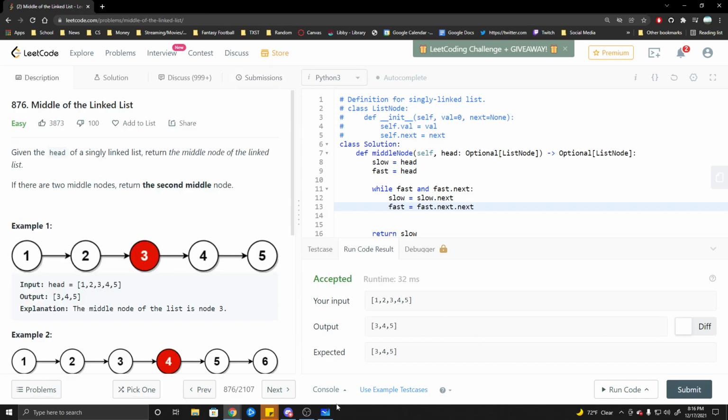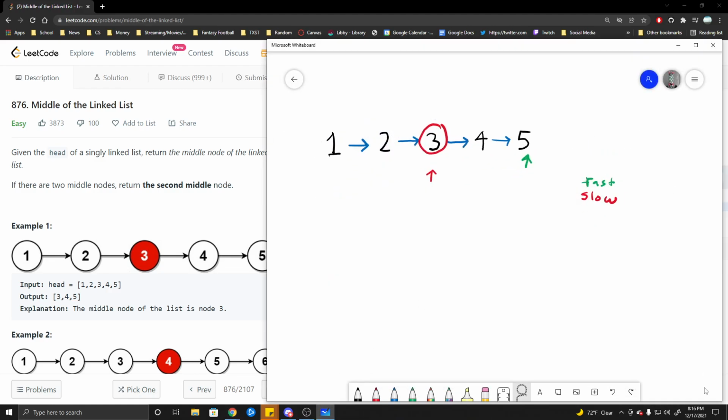So let's go through the example again. We have fast and slow, so let's put these back. We're going to increment these while fast.next exists. There's always going to be a node after the fast pointer, and if there's not a node, we break out of the loop.